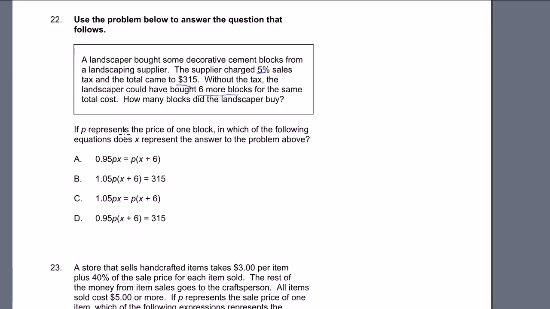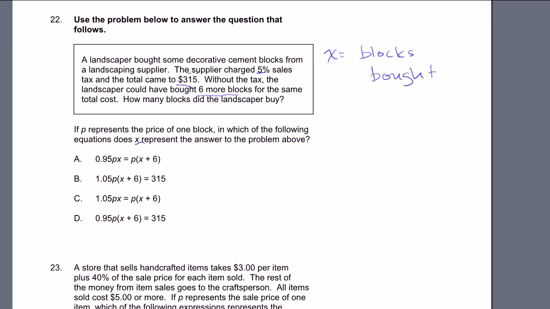All right, if P represents the price of one block, which of the following equations does x represent the answer to the problem above? Remember, the answer to the problem above is how many blocks the landscaper bought. So x equals blocks. X is equal to blocks bought.